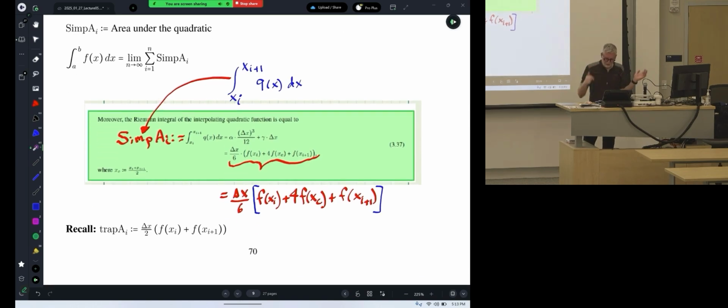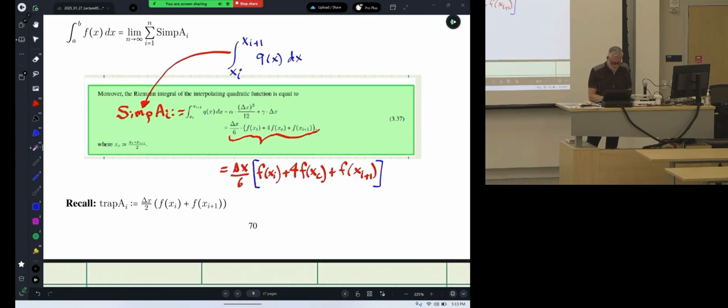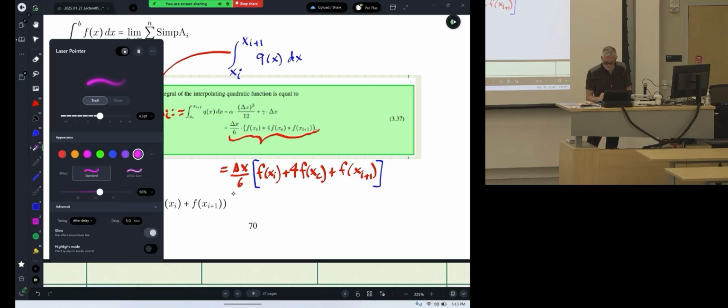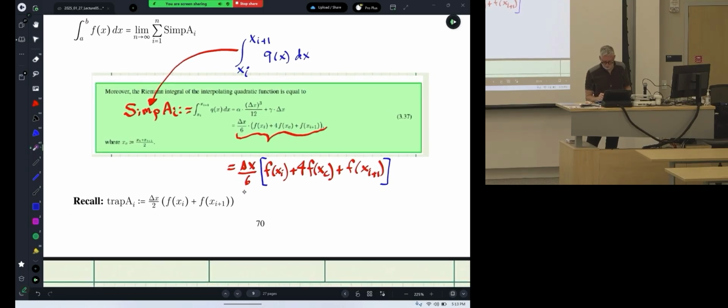And the area under that quadratic, here it is. We're going to go through how you come up with that formula. But it looks very similar to the trapezoidal rule. So the trapezoidal rule takes a weighted average of f of xi and f of xi plus 1, with equal weights on the two endpoints, and then multiplies by delta x. Look what Simpson's rule does.